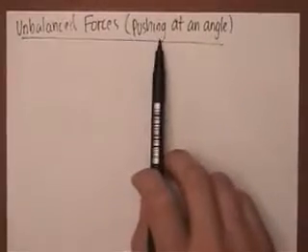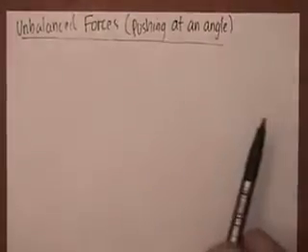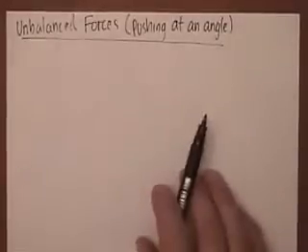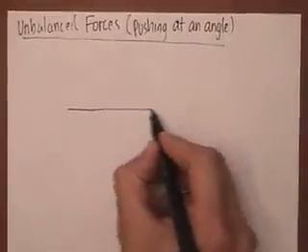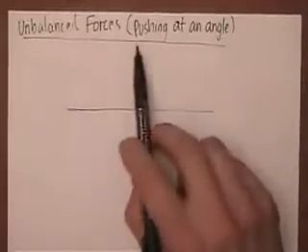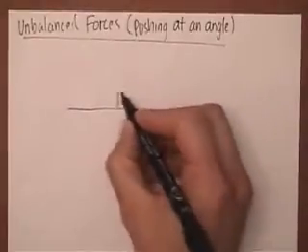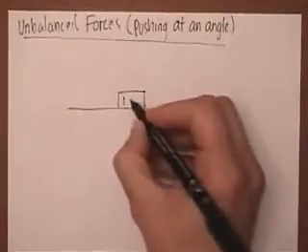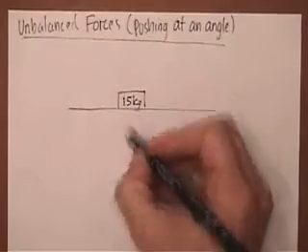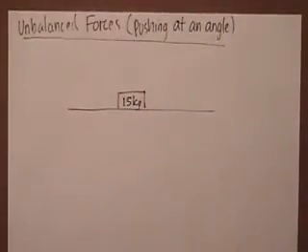Unbalanced forces, but now we're going to push it downward at an angle as opposed to pulling it upward at an angle. So we're going to take the exact same situation that we used for pulling it up at the angle, and we're going to do the question pushing down. So the block was 15 kilograms.